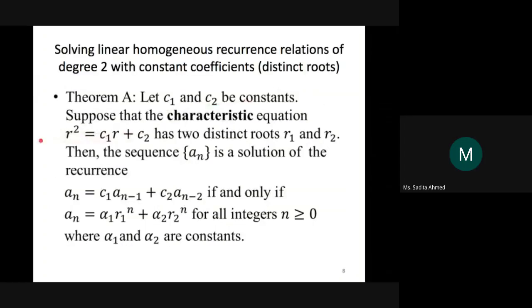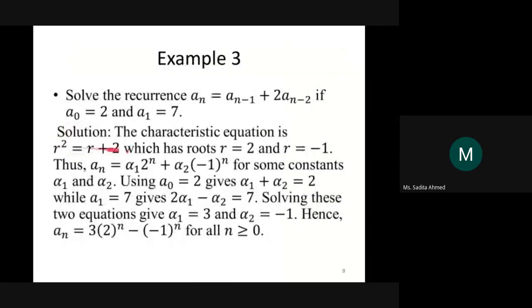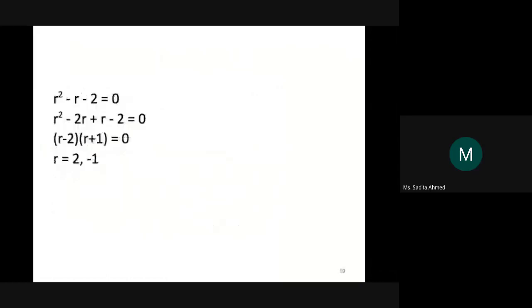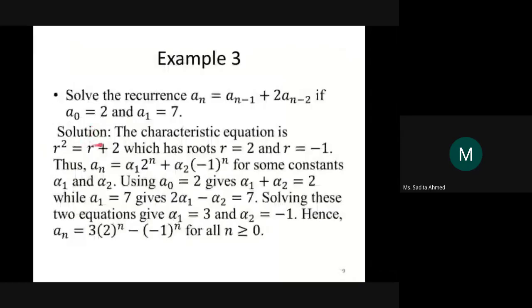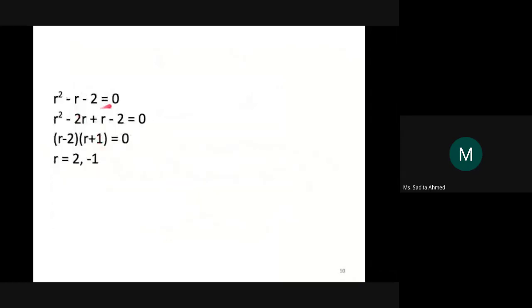So if you have this equation, can we not solve for R? Yes, simple algebra. We just simply solve for R. R square is equal to R plus 2 means R square minus R minus 2 is equal to 0, right? We just factorize it, as simple as that. After factorizing, what do you get? R minus 2 into R plus 1 is equal to 0. So what are the roots of this equation? 2 and minus 1. And 2 and minus 1, as you can see, are distinct values. So this equation gives us two distinct roots.